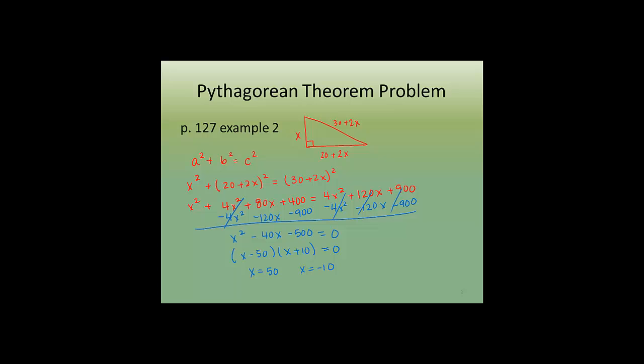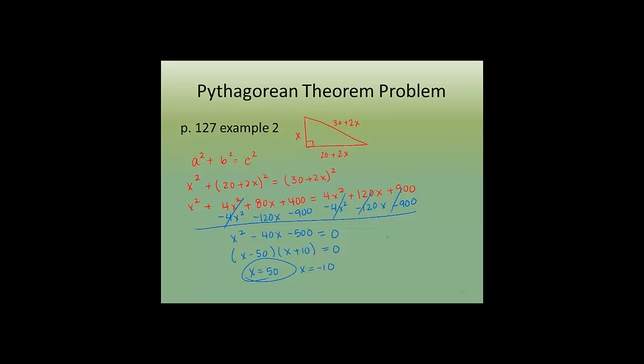However, we are talking about a measurement, the length of the width of the lot. And I need to consider which would be an ideal answer. Negative 10 won't work. So 50 is the length of the shortest side. The question reads, find the lengths of the sides of the triangular lot. I can't just say I found x and I'm done.